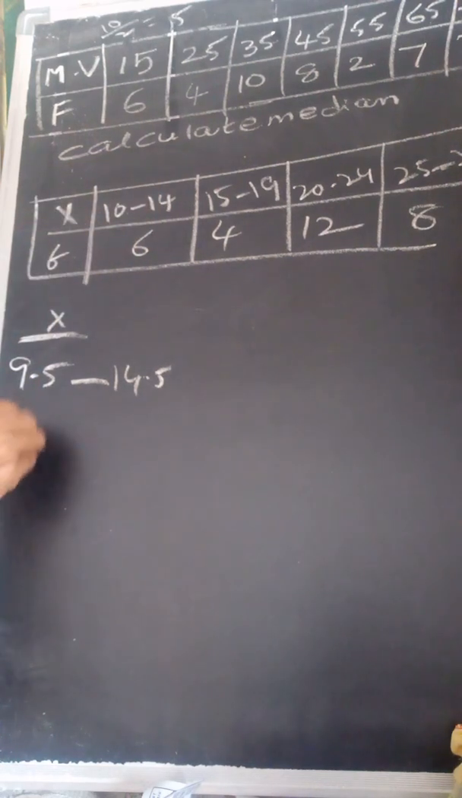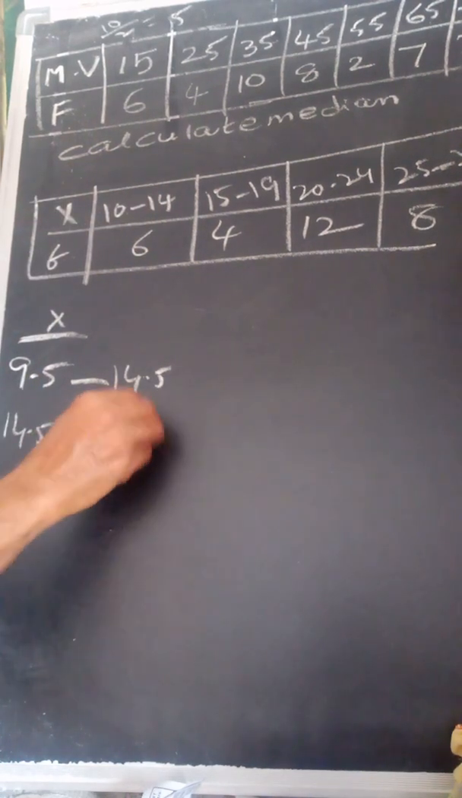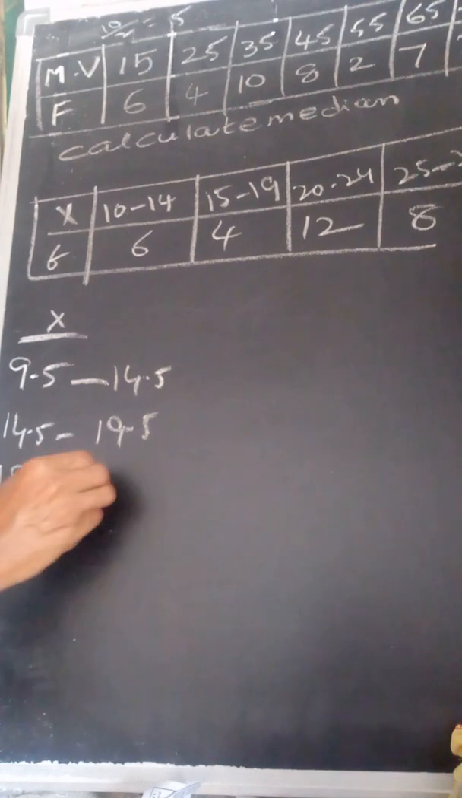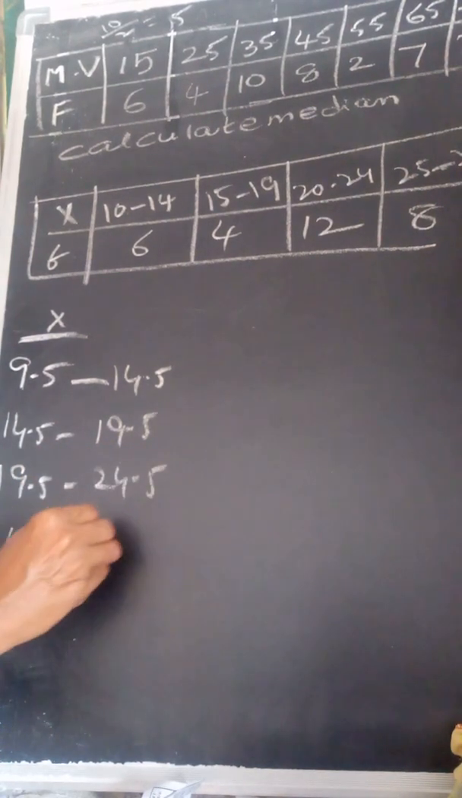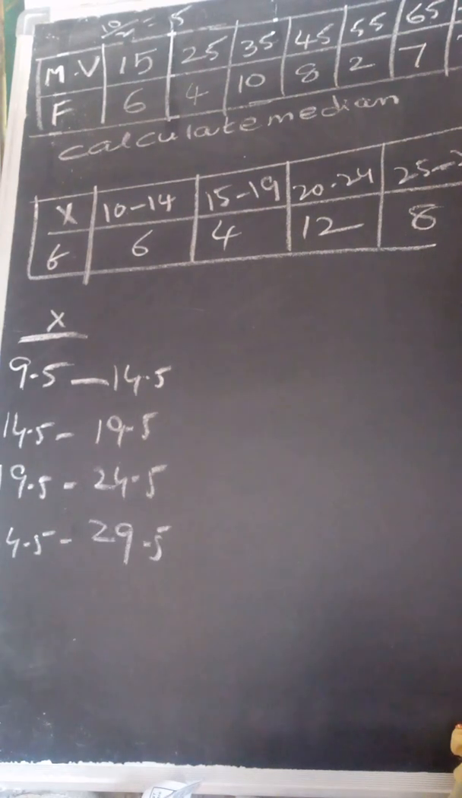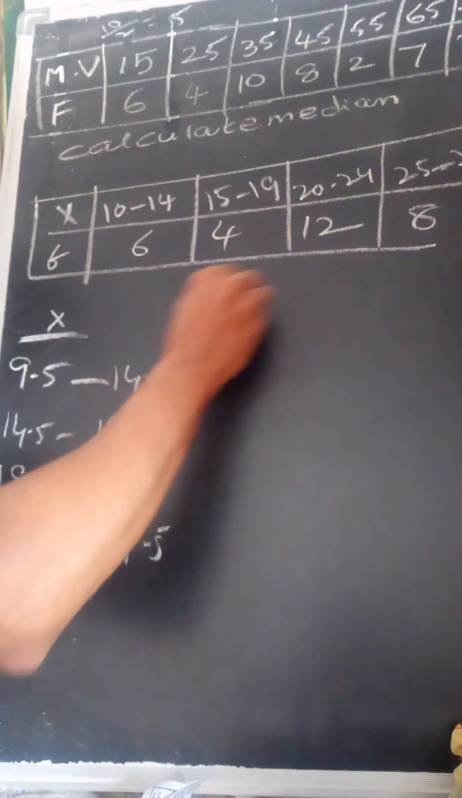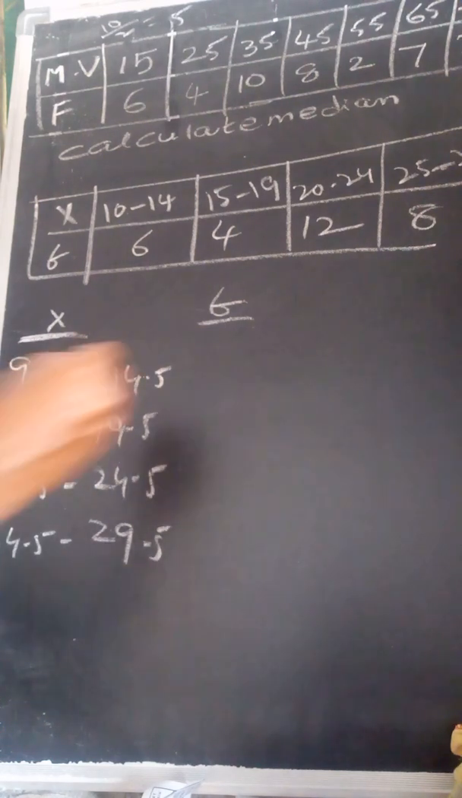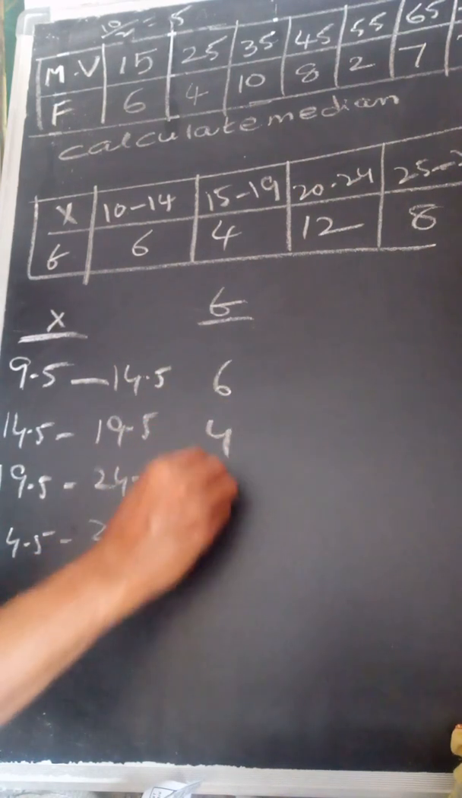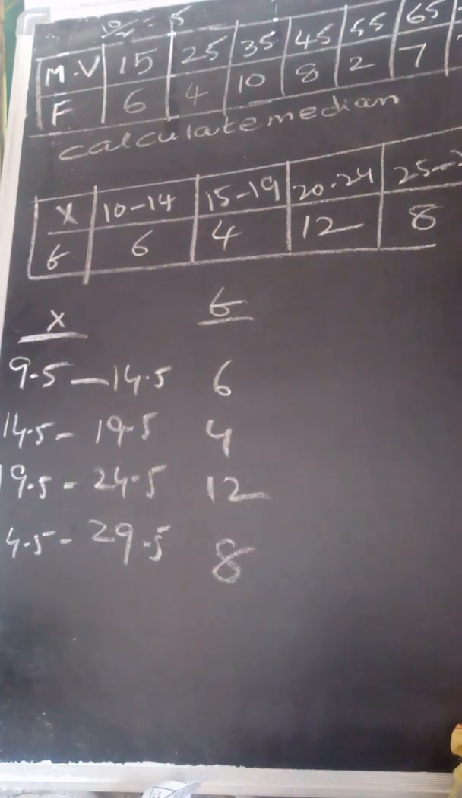Next 14.5 to 19.5, next 19.5 to 24.5, 24.5 to 29.5. Means, my dear students, when the question is given in an inclusive series and you want to convert it into an exclusive series, subtract 0.5 from the lower limit and add 0.5 to the upper limit. These are all very valuable classes. You should keep them in mind. So give the time and try to learn, my dear students.